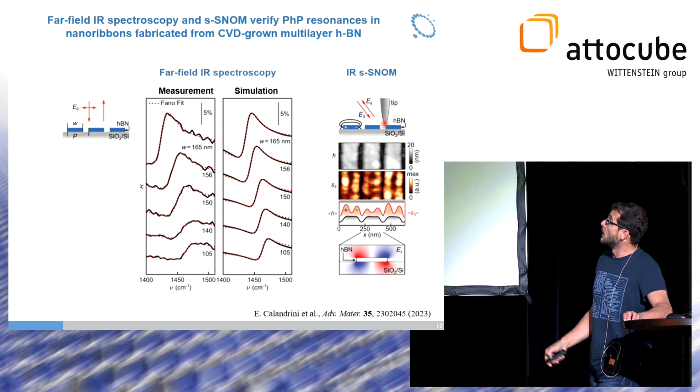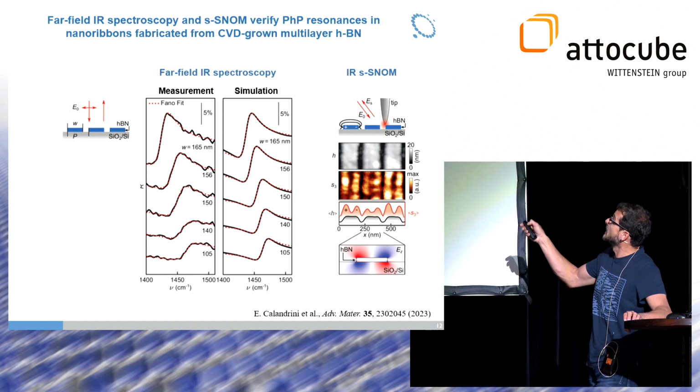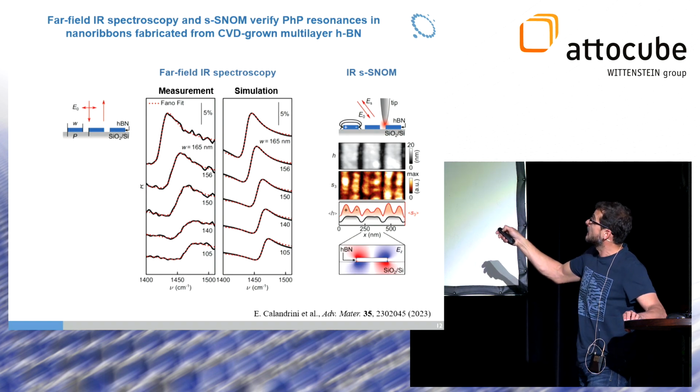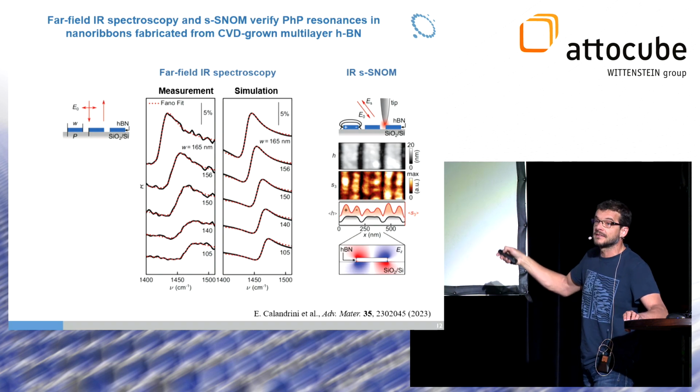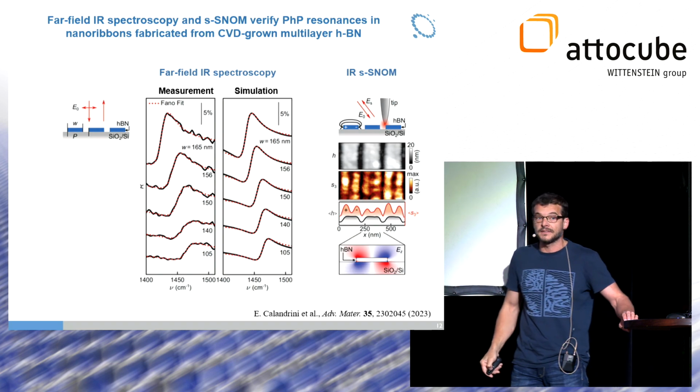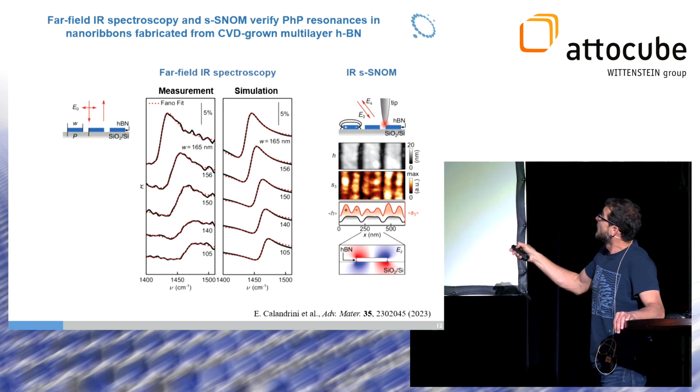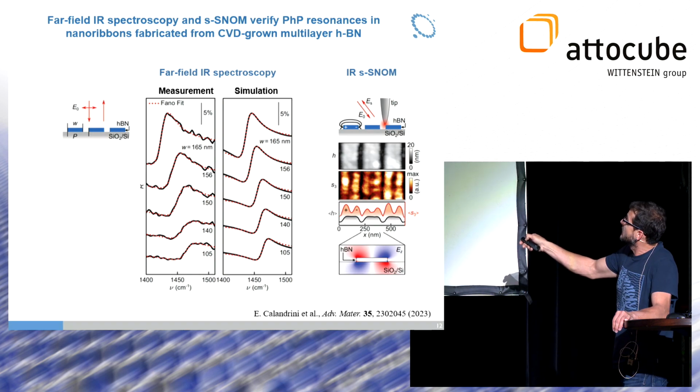Now to see what is the mode, we took the SNOM and then we imaged these ribbons. That's the topography here, and these are the amplitude images, and what we see here are the strong fields at the very edges, which indicates that this is a fundamental dipolar resonance in these ribbons. So you can see here, that's a cross-section. You see here, that's topography, and at the edges, we see these high fields.